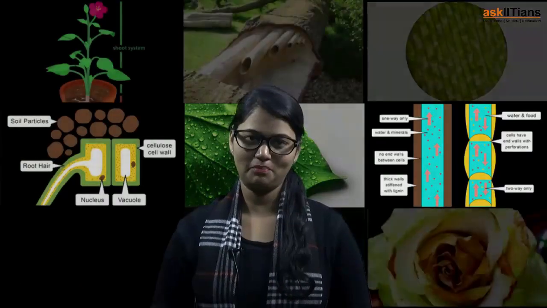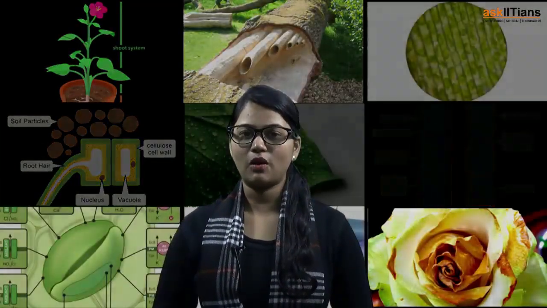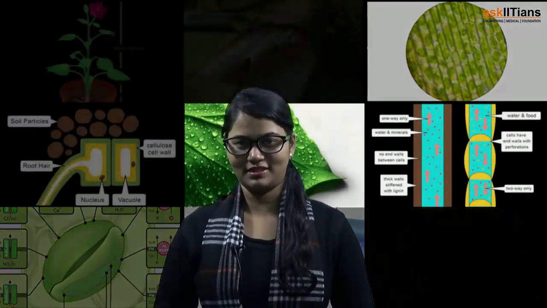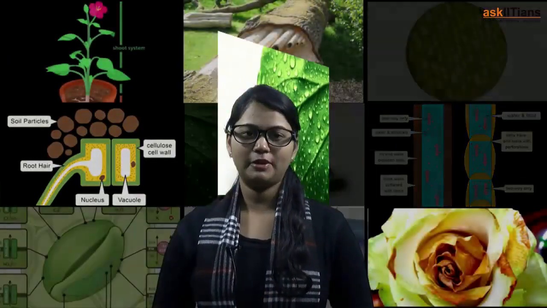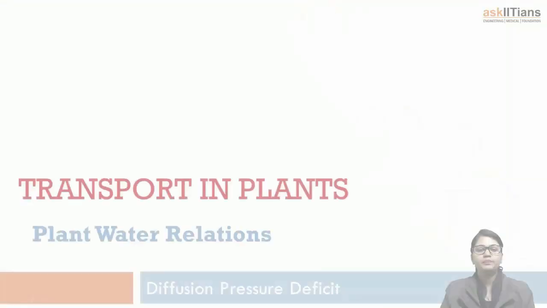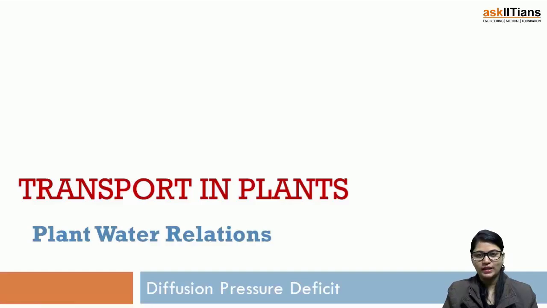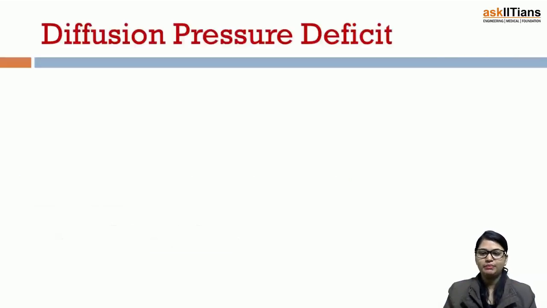Students, welcome to the fifth part of the chapter Transport in Plants. We are discussing plant-water relations, and in this part I will be discussing diffusion pressure deficit. So let's begin with this topic. Transport in plants, we are discussing plant-water relations, and under this I will now be discussing diffusion pressure deficit. What is DPD?